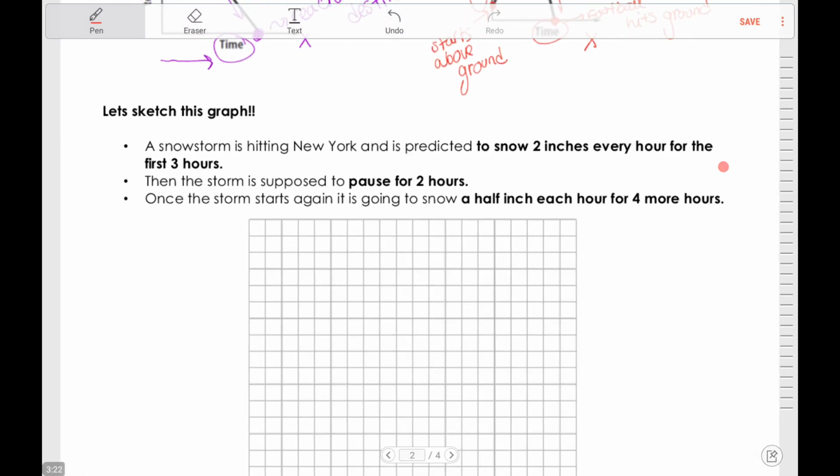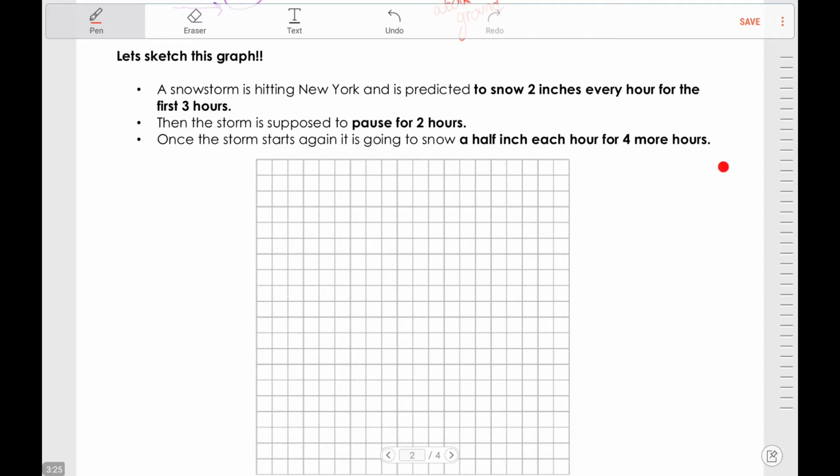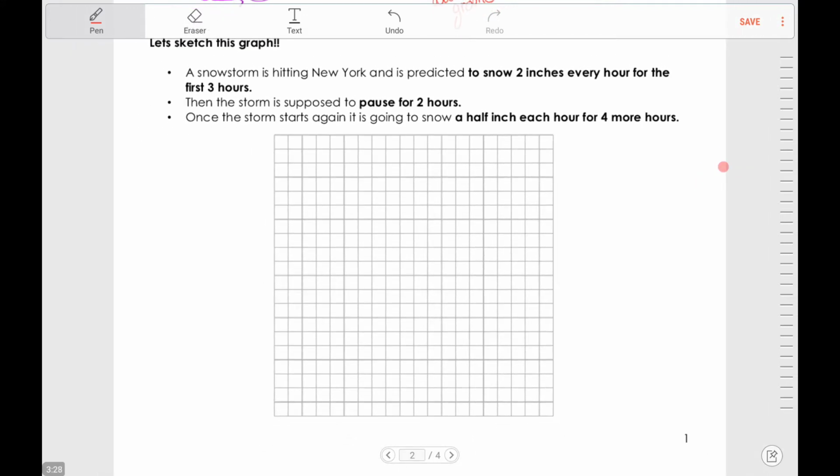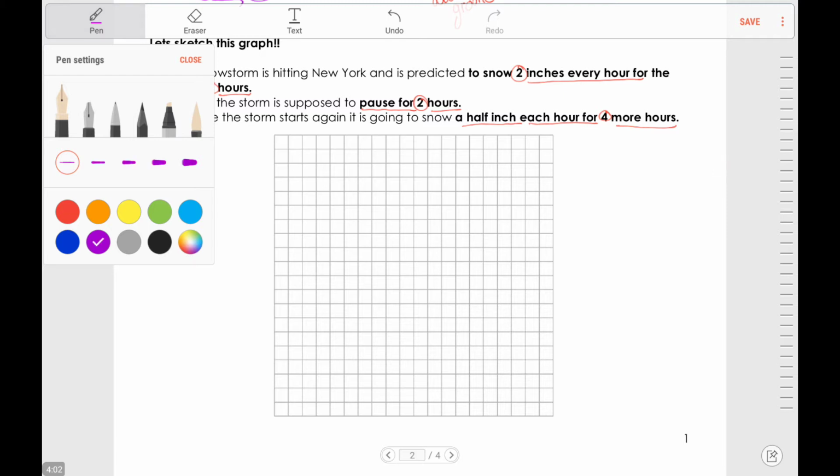All right, so now I want us to sketch this graph with a little bit more data and some more concrete pieces. So let's read the scenario first. We'll annotate, and then we'll figure out what our axes are going to be. So a snowstorm is hitting New York and predicted to snow 2 inches every hour for the first 3 hours. Then the storm is supposed to pause for 2 hours. Once the storm starts again, it's going to snow a 1/2 inch every hour for 4 more hours. Okay, so I see a lot of things there. I see inches, and I see time. So I think that's probably the best move for our axes.